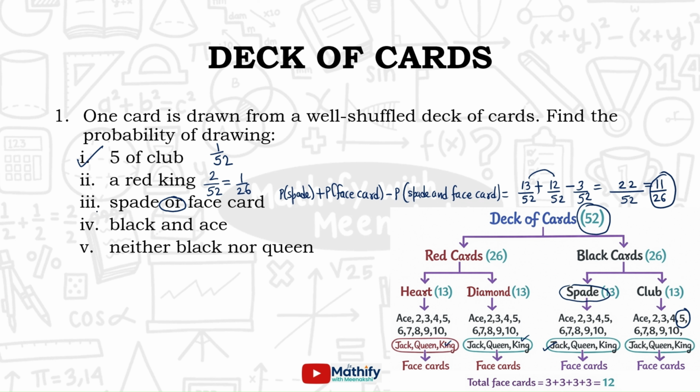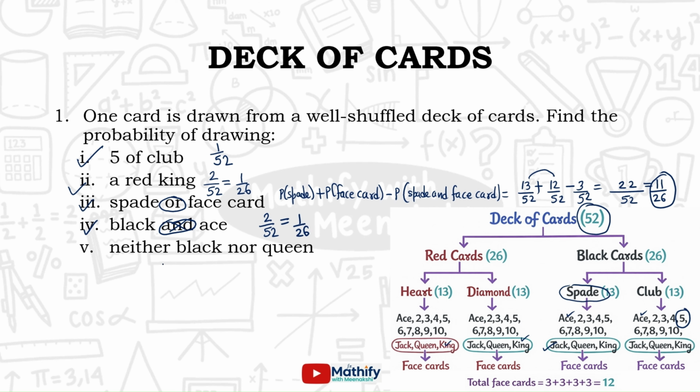Let's move to the next. Black and ace. 'And' means we again need both, or you can just remove this word. In 'and', if you remove this word, just read it together: black ace. How many black aces do we have? In black, we have 2 aces, one in spade, one in club. That means 2 by 52. 1 by 26 is the answer.